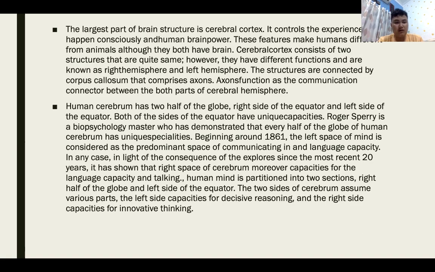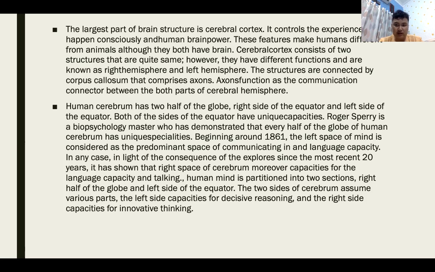The largest part of the brain structure is the cerebral cortex. It controls experiences that happen consciously and human brain power. These features make humans different from animals, although they both have brains, of course. The cerebral cortex consists of two structures that are quite the same. However, they have different functions and are known as the right hemisphere and left hemisphere.